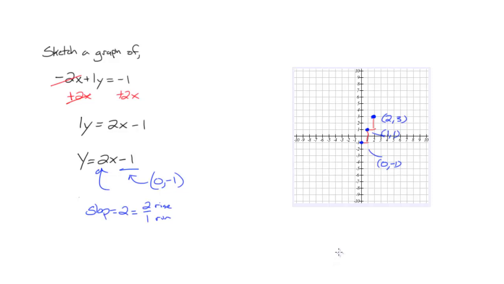I've done all the work now. All I need to do is to draw the line connecting those. And there we have it. There's the straight line connecting those 3 solutions. That is the graph of my linear equation.